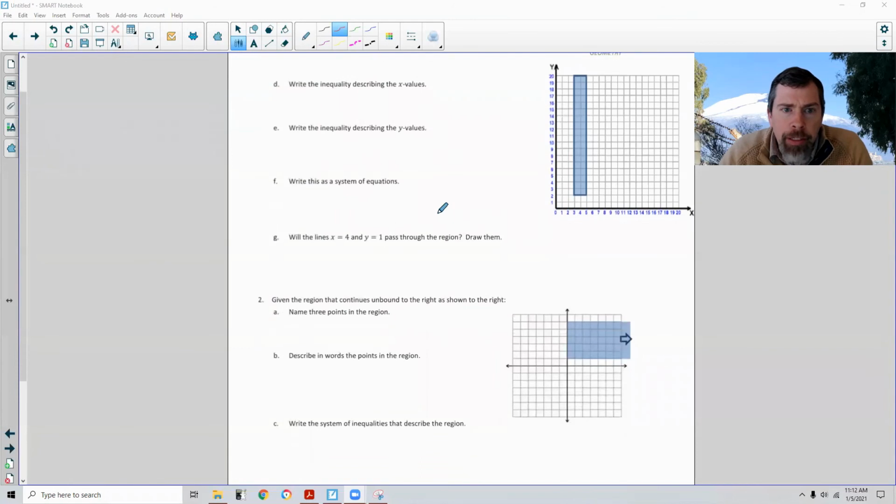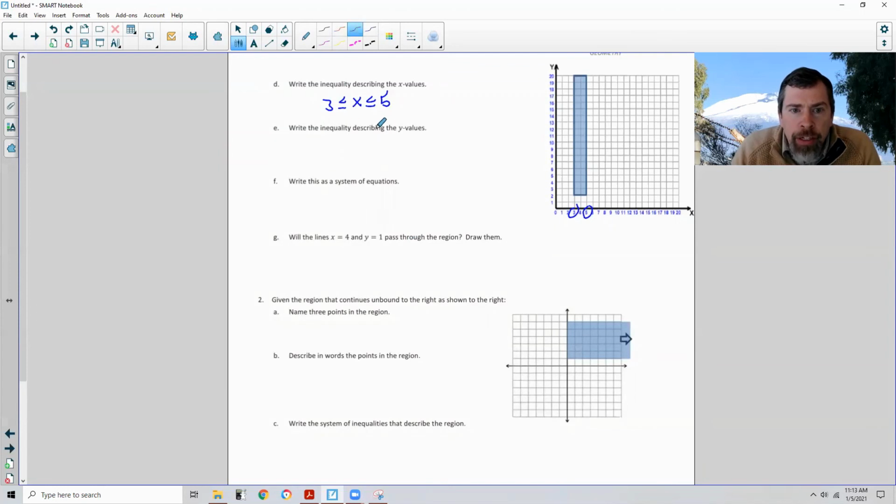Page 3, part D says, write the inequality describing the x value. So I did that on the prior problem, so we're just doing the same thing. So I would want an inequality with x here, and they're solid sides, they aren't dashed, so we're going to use the equal signs. So x is between 2 values, and we're in between 3 and 5. So we aren't going more than 5, so x is less than or equal to 5, but x is greater than or equal to 3.